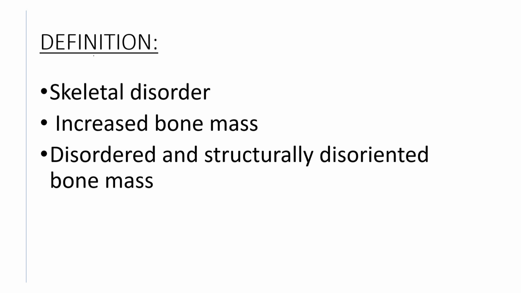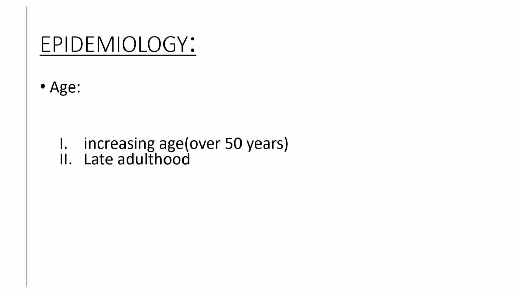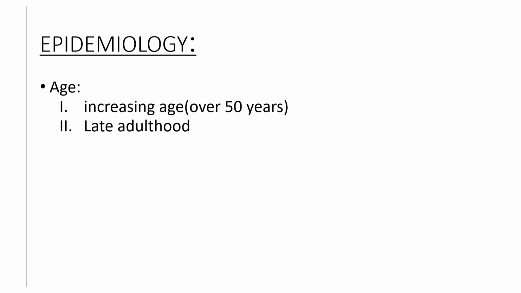Paget's disease is a skeletal disorder where there is an increased bone mass. The bones will be disordered and structurally disoriented. Looking at the epidemiology, firstly age: Paget's disease is most common in people over 50 years of age and in late adulthood, that is around 60 to 65 years of age. Then gender: males are most commonly affected.